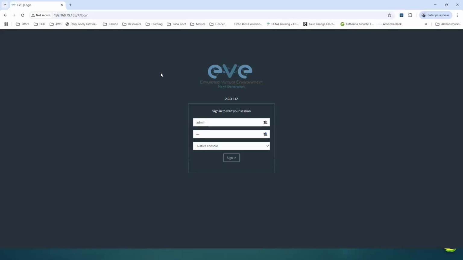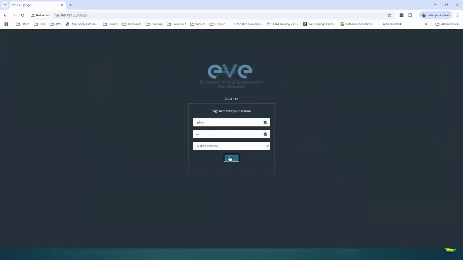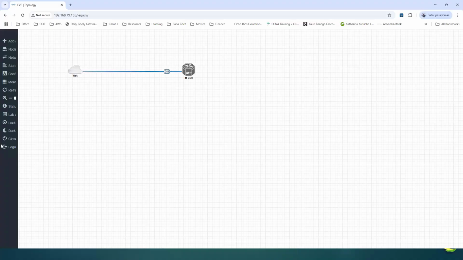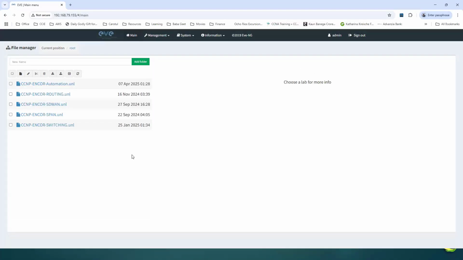Once you come to the GUI like this, you will have the username admin and the password is eve, the name of the software, right? So admin and eve, that's a different username and password from the CLI. You sign in and you go to this particular page. When you come to this page, this is where it shows you all the topologies that we will be using for different labs.